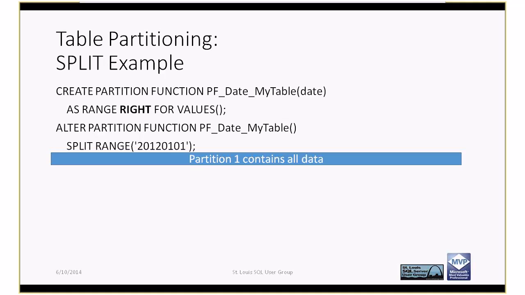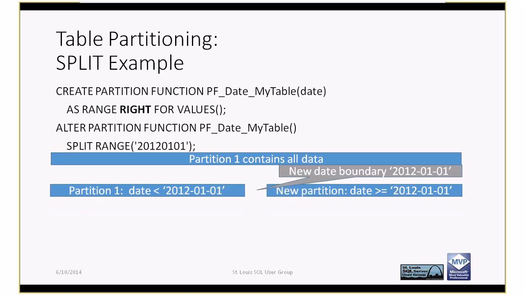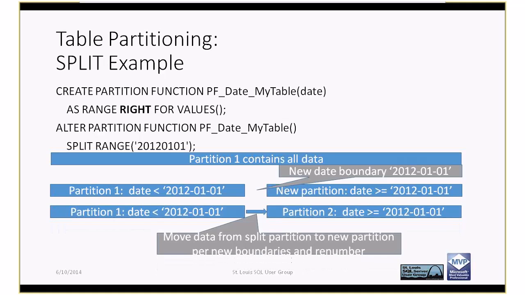And note that the new partition is the one that is created on the right. The first one, partition number 1, is basically where all that data is. And then it'll move data that is greater than or equal to January 1st, 2012, to that second partition that I just created. And then finally, it'll renumber the original partition, I'll renumber it partition 2.